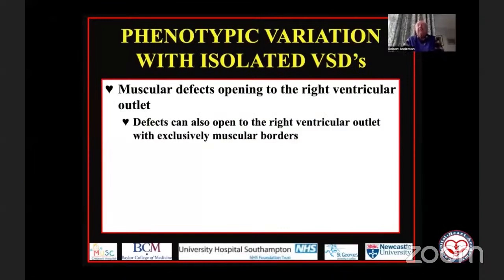But if the septum fails to compact, we can have such defects opening to the inlet or to the apical part. We can also, however, have defects, muscular defects, that open to the right ventricular outlet. And they can have exclusively muscular borders. But this is not due to incomplete compaction of the septum.